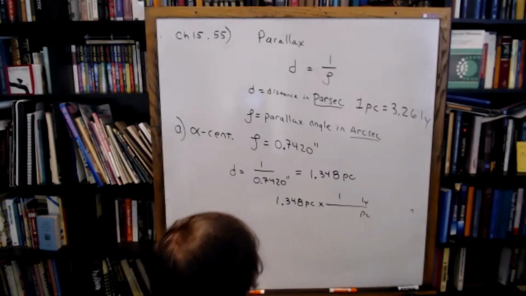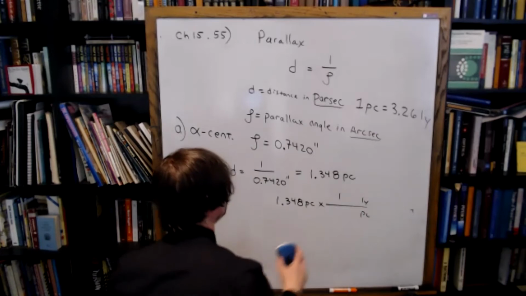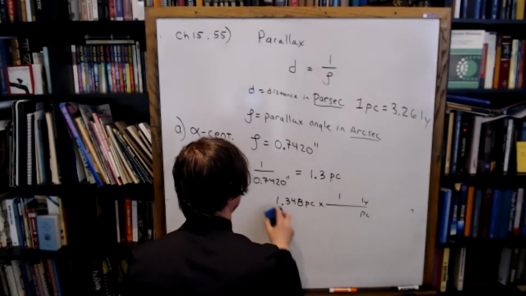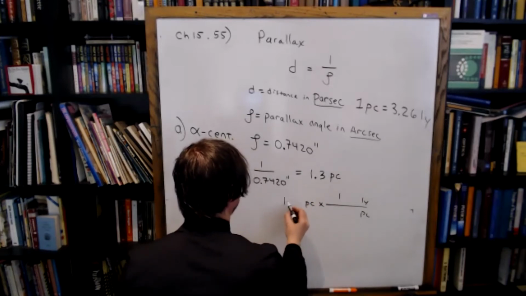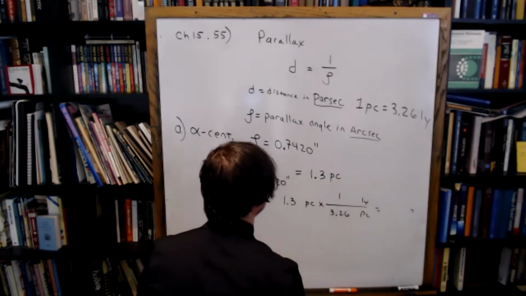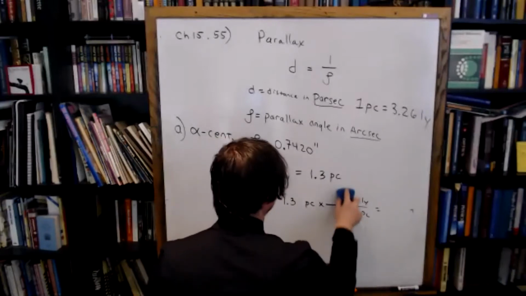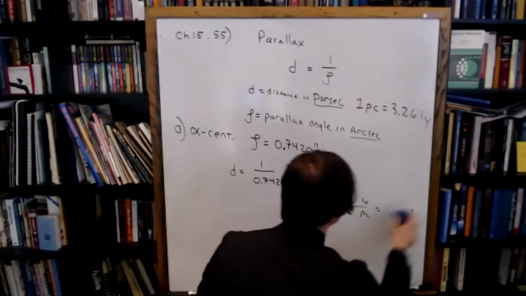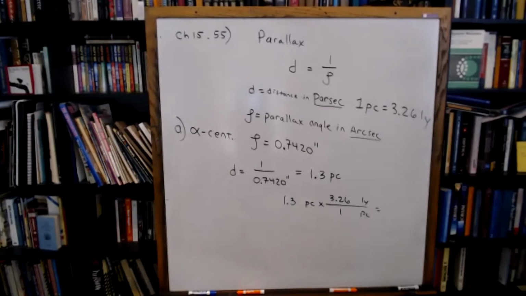You know what, guys? Forget about the precision, okay? It's ridiculous. 1.3 parsecs. 1 parsec is 3.26 light years. How many light years is that? 4.2? 4 light years.